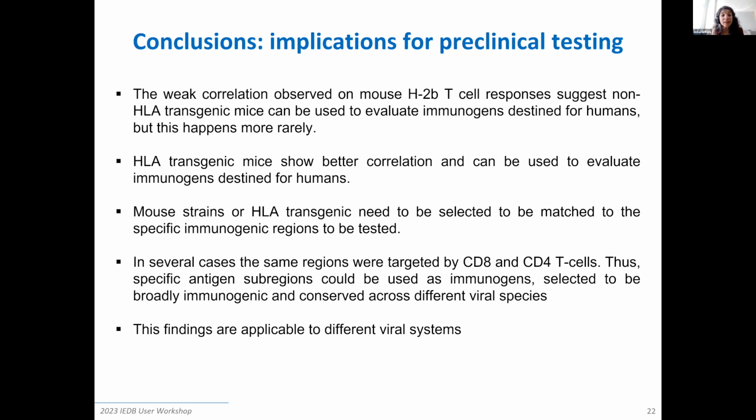The second point is, counterintuitively with what we thought before, it is actually possible to select regions that could be simultaneously targeted by CD4 and CD8 T cells. So that's an additional component that might be interesting, particularly when you do immunogen design. And then finally, this is not really a SARS-CoV-2 alone story, but what I showed you so far is really applicable to different viral systems.